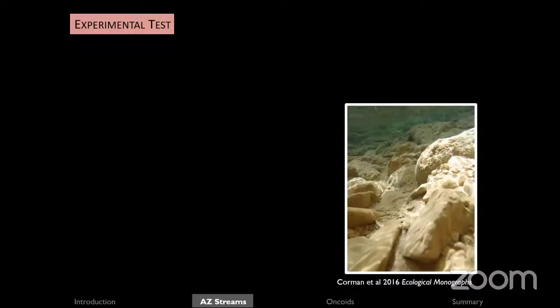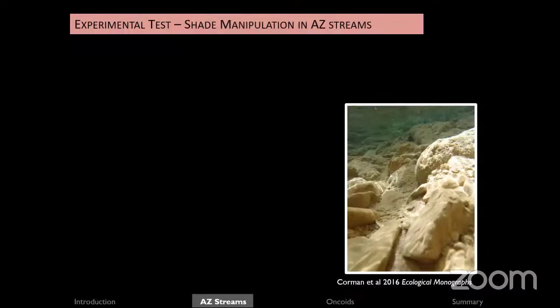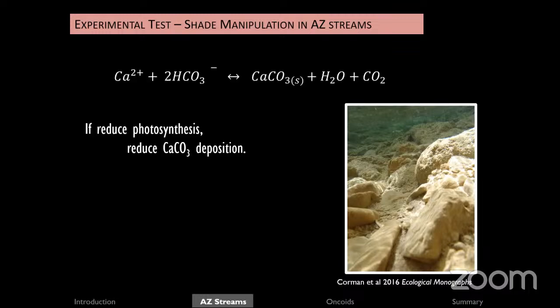Okay, so we set out an experimental test and decided to go with the shade manipulation. As I mentioned before, calcium carbonate deposition is promoted by photosynthetic uptake. So if we reduce photosynthesis, we should be able to reduce calcium carbonate deposition, and then we can see what happens to the growth of the algae.